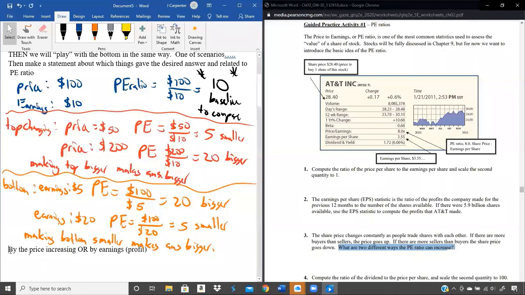Give myself one more line. Oh, shoot. This is so frustrating sometimes. So by the price increasing or by the profits decreasing, the PE ratio can get bigger. Let's just say can increase.